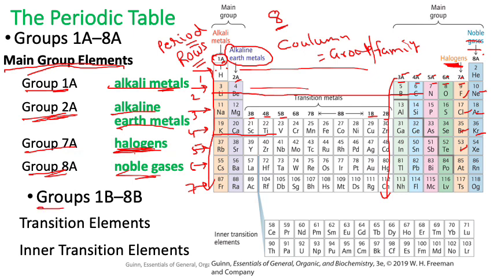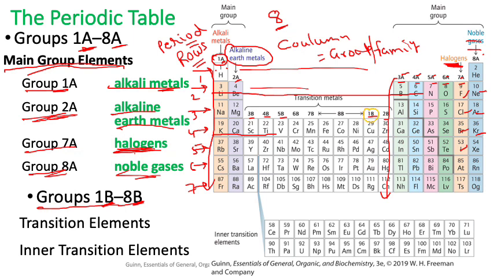Then we have groups from 1 to 8 with the letter B over here, so make sure you know the difference. Main group elements have a number with an A, right? 1A, 2A, 3A, 4A. Then we have a special group that starts from 1B to 8B.